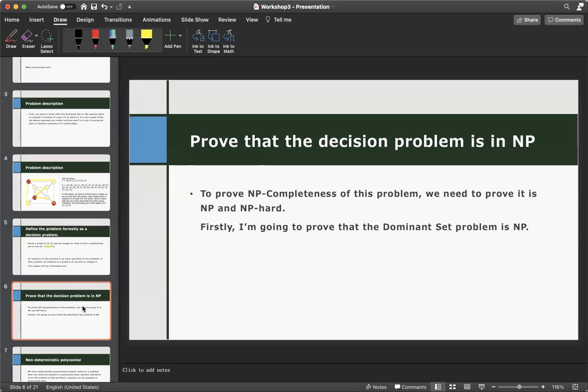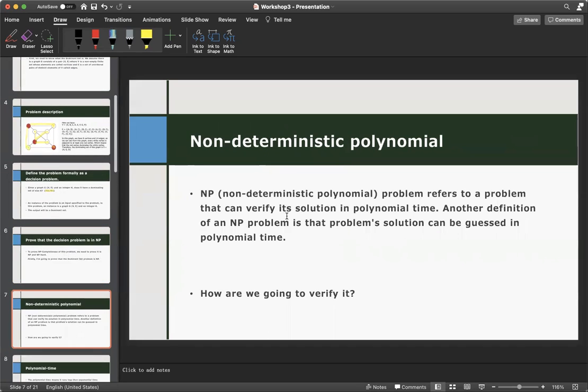All right. So right now, let's try to prove the NP-completeness of this problem. To prove this problem is an NP-complete problem, we need to prove it is NP and also NP-hard. So firstly, we are going to prove that the dominating set problem is NP. So what is NP? NP stands for non-deterministic polynomial. An NP problem refers to a problem that can verify its solution in polynomial time. Another definition of an NP problem is that the problem's solution can be guessed in polynomial time.